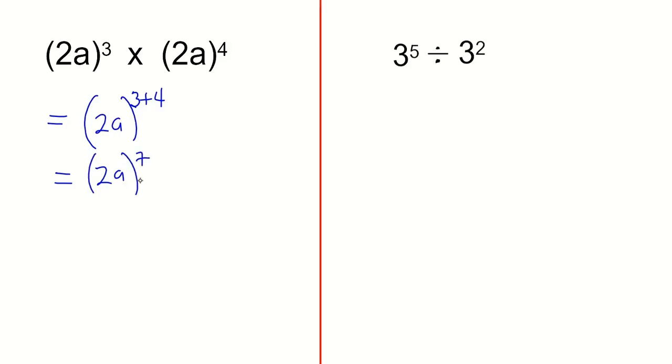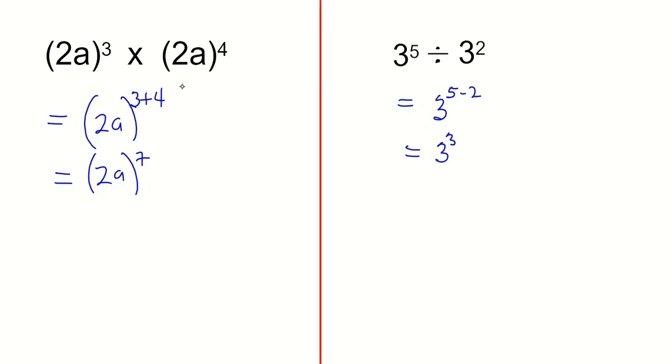exponent 7. Now we come to the next one, and with this one we can see that the bases are the same, and at the same time the bases are dividing. If that happens, we just write one of the bases and subtract the exponents. So our solution becomes 3, that is one of the bases being written and the exponents being subtracted. And so we have 3 exponent 3.